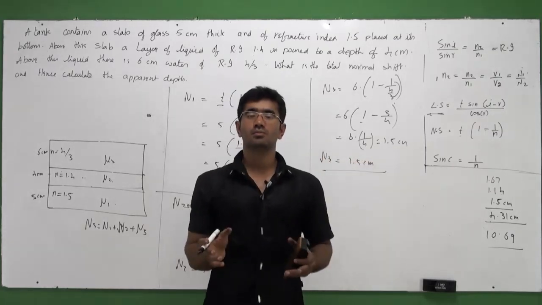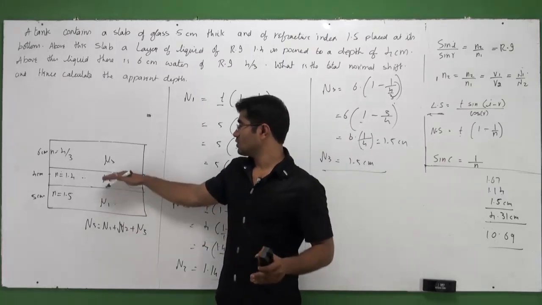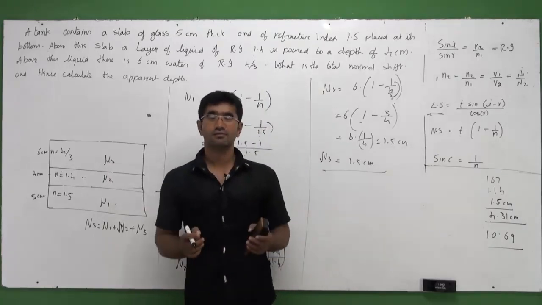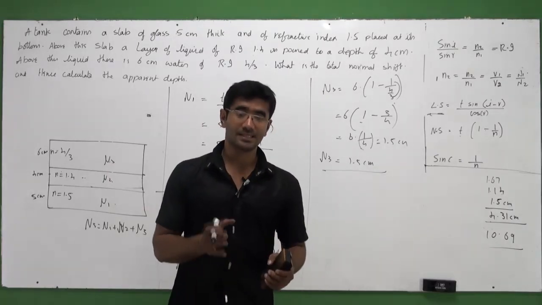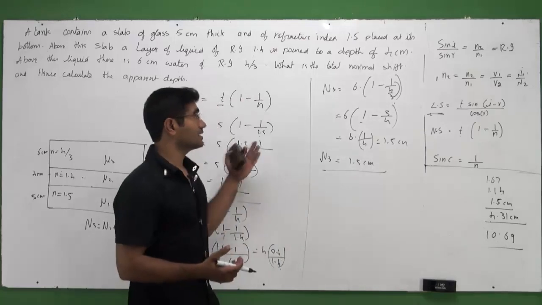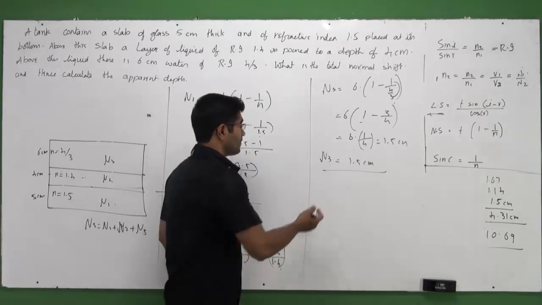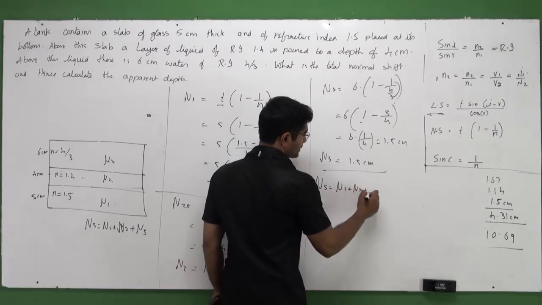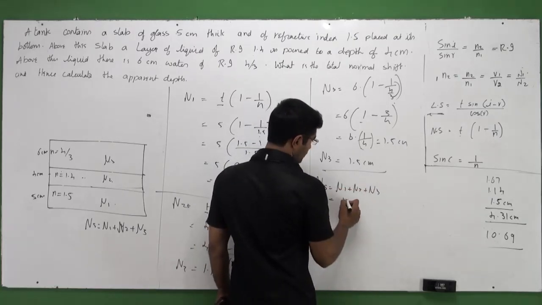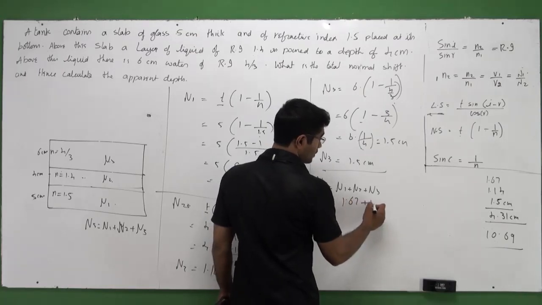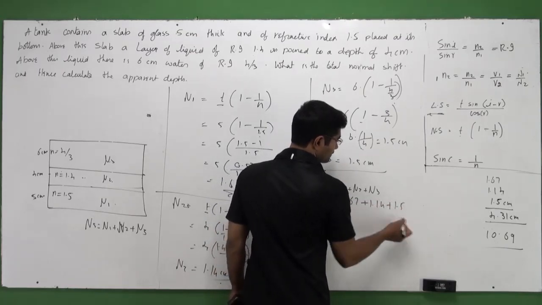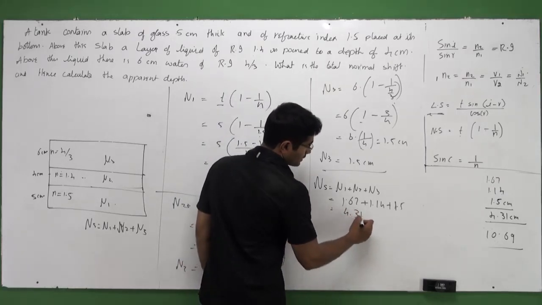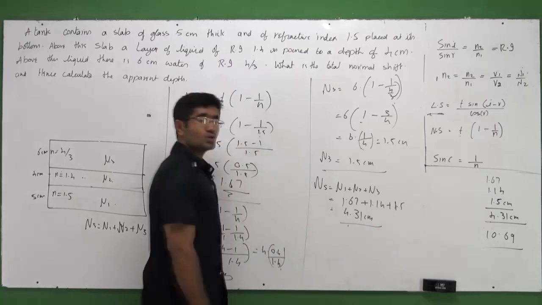So what we have to do in this problem is, for every different layer, you have to calculate the shift. And the total shift will be the sum of all the shifts. It's a very, very simple problem for 5 marks. Do not miss this logic at least. Alright? Now, what is the total shift? Total shift can be given as N1 plus N2 plus N3. That should be equal to 1.67 plus 1.14 plus 1.5. That's it. If you calculate this, it comes to 4.31 centimeters. And that is the total shift.